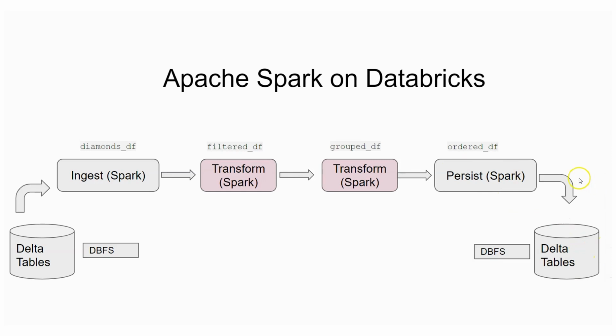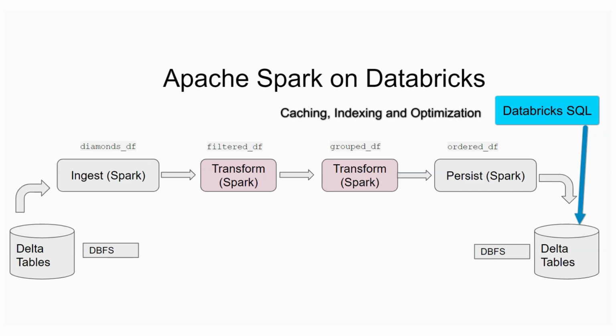Let's first explore Databricks' own SQL interface and then check how time travel works. Databricks SQL is a SQL interface provided by Databricks. It allows users to run SQL queries on Delta tables or external tables. It also provides features such as caching, indexing, and optimization to improve query performance.